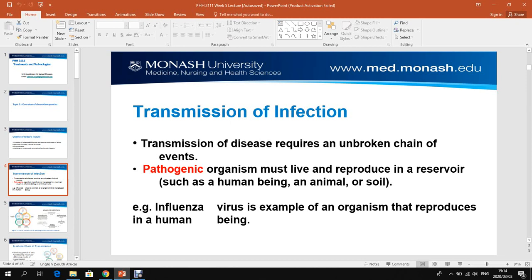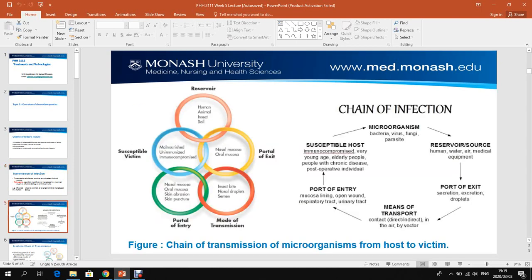They are called pathogens. These pathogens normally must live and reproduce in what we call a reservoir. A reservoir is like a storage structure. Such reservoirs can either be in a human being, an animal, or sometimes in soil. An example is a pathogen called influenza virus. Influenza virus, which is commonly known as flu virus, is an organism that reproduces in human beings. So that's its reservoir.